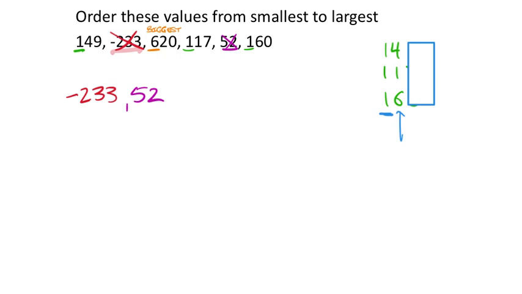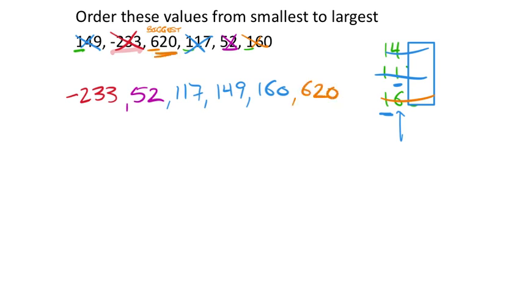So the smallest of those values is going to be the 1. So that came from the 117. And you can cross that out. The next lowest would be the 4 in the tens place value, which comes from 149. So again, we've used it and we've used it. And that means the biggest of those three values would have been 160. So we've used that one. Now I'm at the biggest value, which is the 620. That is all.